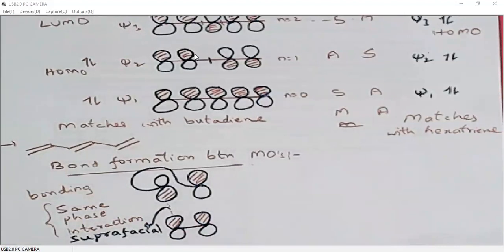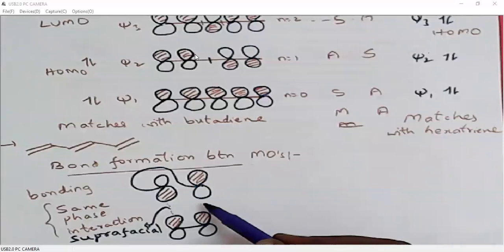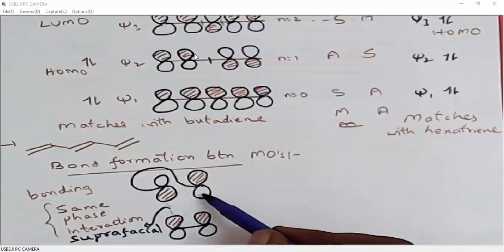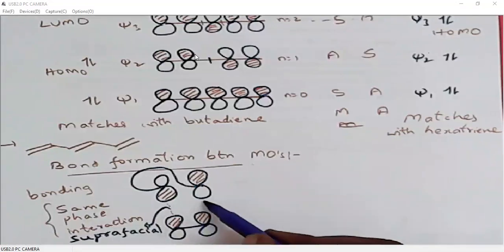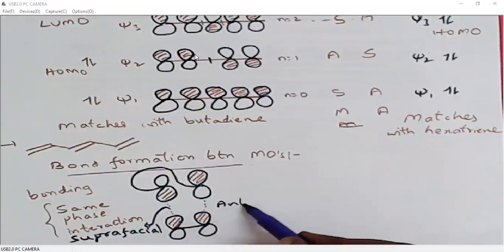Suprafacial bond formation. If two orbitals are approaching with the same phases, then they easily overlap with each other so that they will form a bond. So it is called suprafacial bond formation. If two orbitals are approaching with a positive lobe and a negative lobe, then they cannot form a bond. So it is an anti-bonding interaction.